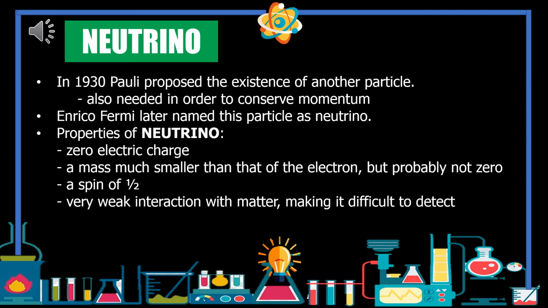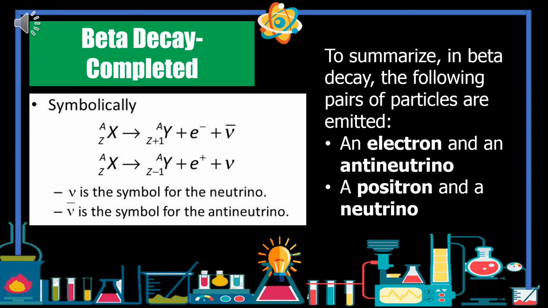The neutrino has the following properties: zero electric charge, a mass much smaller than that of the electron but probably not zero, a spin of one half, and a very weak interaction with matter, making it difficult to detect. With the introduction of the neutrino, we can now represent the beta decay process, and with this complete equation, we could probably infer that beta decay comes in two forms.